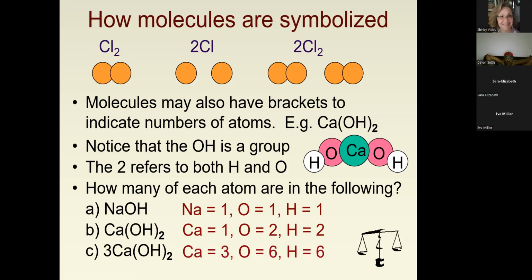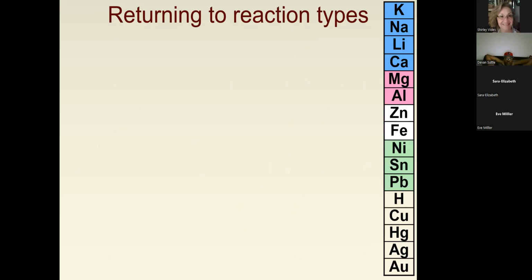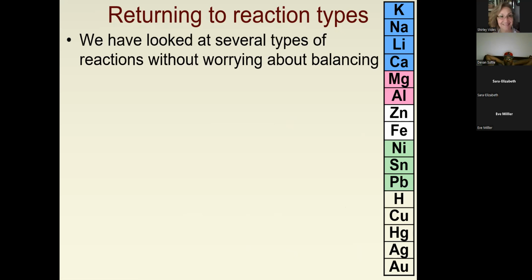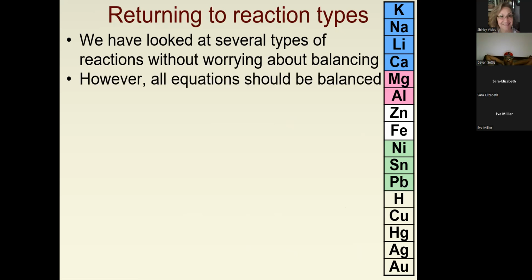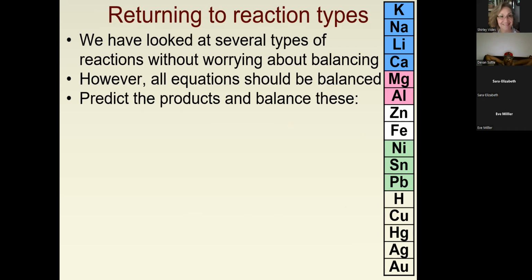So let's look at that. All right. So when we look at reaction types, we will be using this thing right here. This is known as an activity series of metals. And yes, I know that hydrogen is not a metal, but the rest are. So that's why it's called that. In order to look at it, you are able to predict products. That's the main thing with knowing which type of reaction you could have.